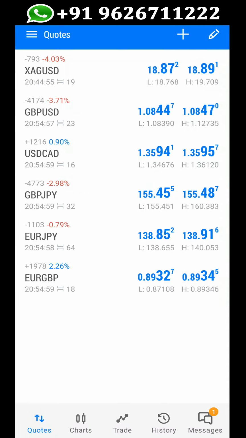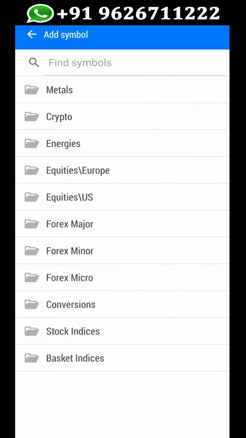First we will see how to add your favorite trading pairs to this watch list. Just tap on the plus icon in the upper right side corner. Now it displays the pairs based on category. So you can tap on a category name to enlarge the symbols list. Then tap on the symbol name. It has been added in the main screen quotes list.